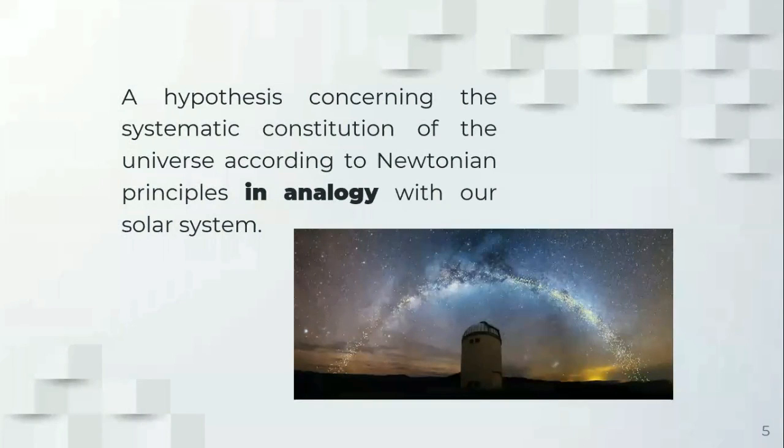It is then a hypothesis about the systematic constitution of the universe according to Newtonian principles, and I would like to emphasize, in analogy with our solar system. Concerning this analogical character, Kant uses the term analogy to describe his reasoning, and in his introduction, for example, to the Universal Natural History 2012, Watkins described it as a transitivity of similarity through a double analogy. In Watkins' words, Kant draws an analogy between the structure of our solar system and that of the Milky Way, and then between the Milky Way and the fixed stars.